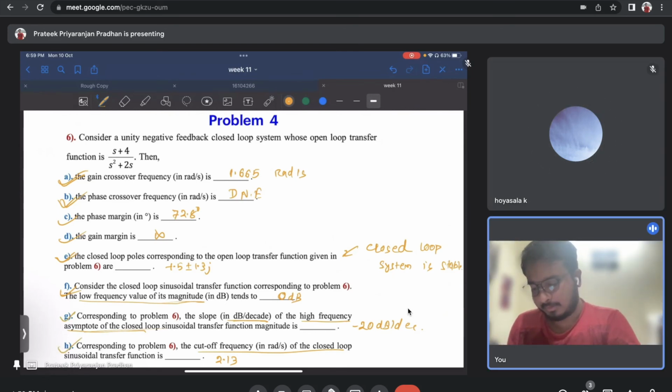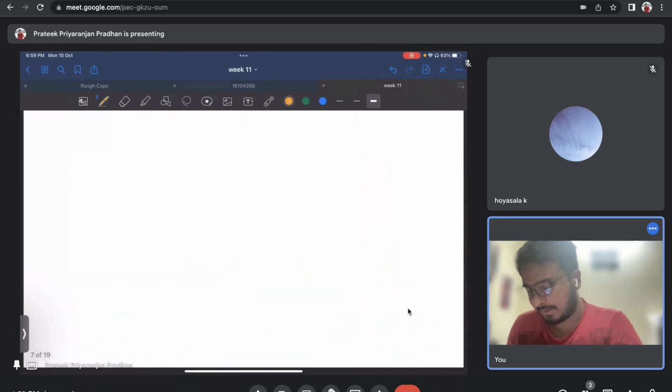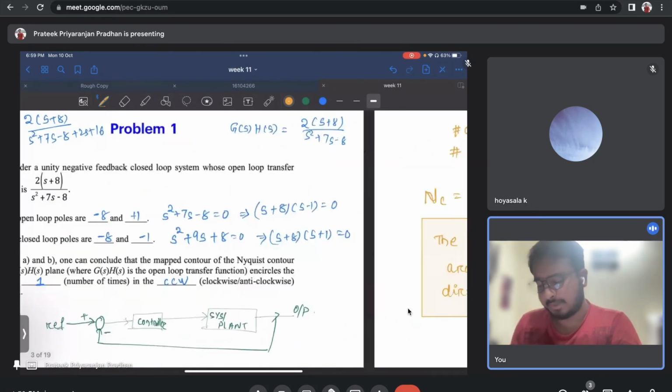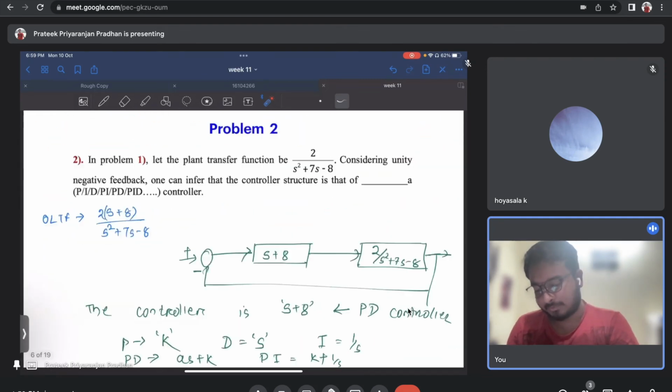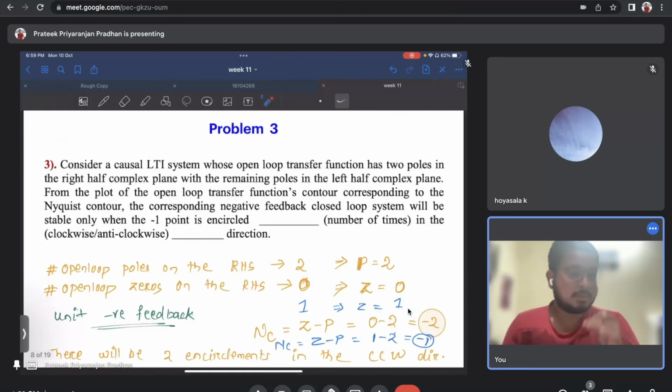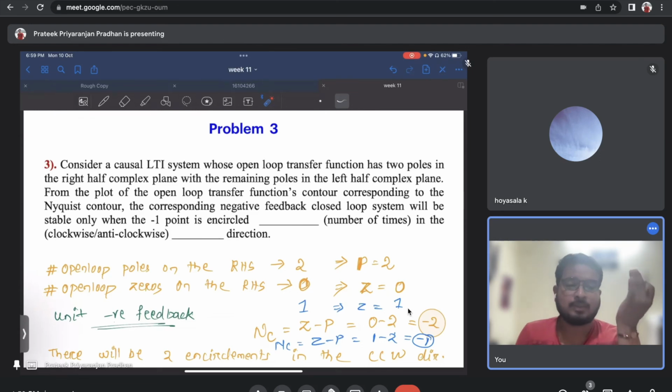The first two questions were actually very basic. You can watch the video, I will upload it by tonight. The first question was: there is a transfer function given, open loop poles you need to find, closed loop poles you need to find, and the Nyquist stability criteria, which I also explained in questions 2 and 3. Don't worry, just go through Nyquist lectures anywhere. This is a very basic concept.